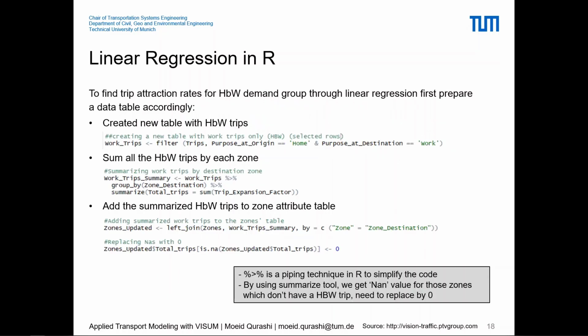So let's go further to do the linear regression step in R. And yeah, we will basically start again. We'll try and find the trip attraction rates for home-based work. In this lecture, we're only covering home-based work, although I'm showing you the other types as well in the hands-on, but here we are just doing home-based work. So let me go to the R file again. Or actually, let's just see the slides here.